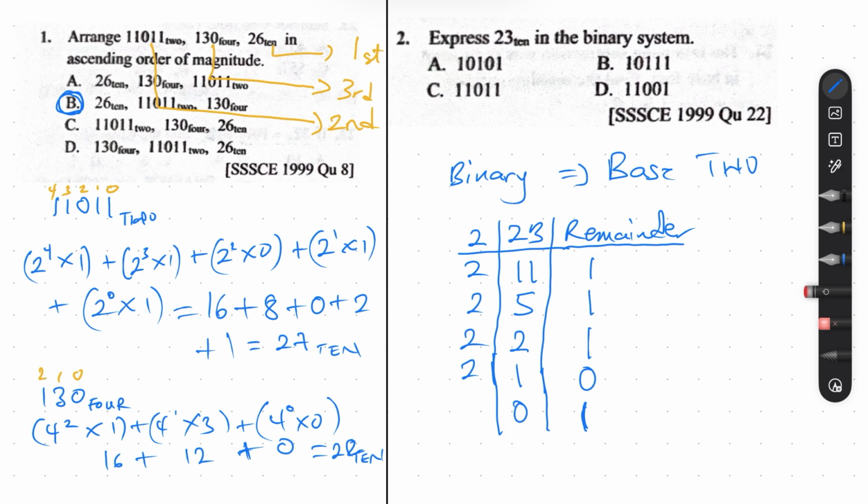Now how do you read this number? You have to read from bottom to top, right? Read from bottom to top. So our answer will be what? 10111 base 2. So this is our answer. Let's see if we have it there. 10111. So right here. So that is our answer.